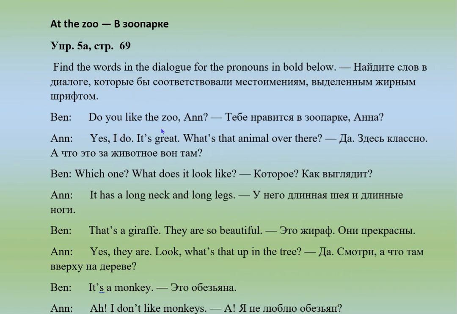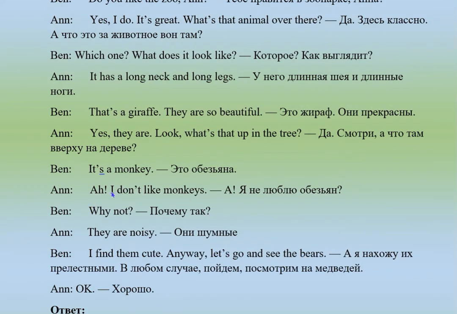The dialogue. Do you like the zoo, Anne? Yes, I do. It's great. What's that animal over there? Which one? What does it look like? It has a long neck and long legs. That's a giraffe. They are so beautiful. Yes, they are. Look, what's that up in the tree? It's a monkey. I don't like monkeys. Why not? They are noisy. I find them cute. Anyway, let's go and see the bears. Okay.